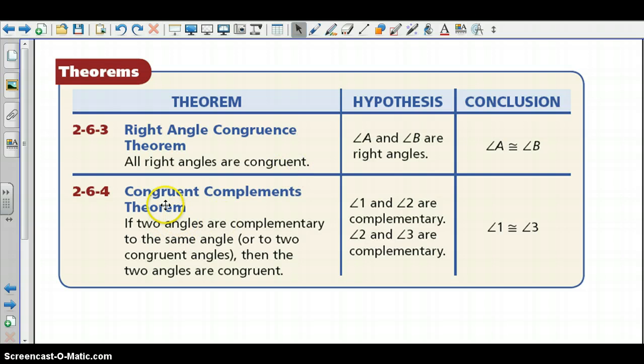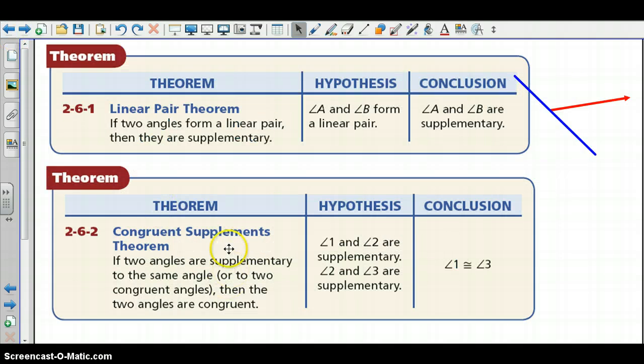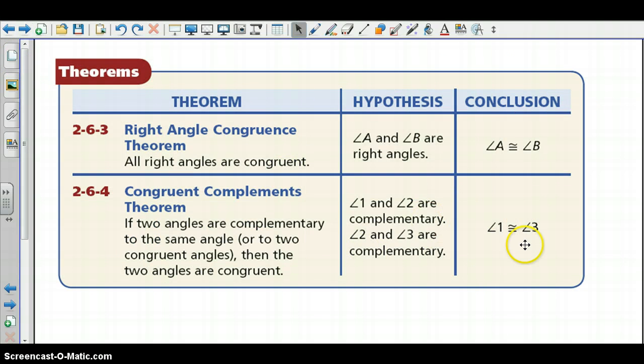We're also told the congruent complements theorem. If two angles are complementary to the same angle or to two congruent angles, then the two angles are congruent. This one is very much like the congruent supplements theorem, and so we're just dealing with complementary angles instead.